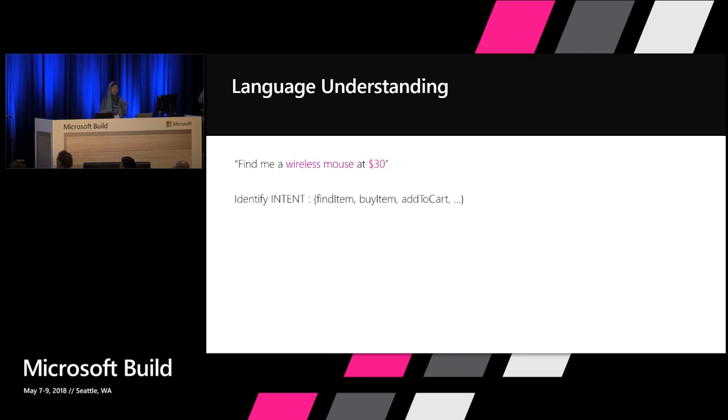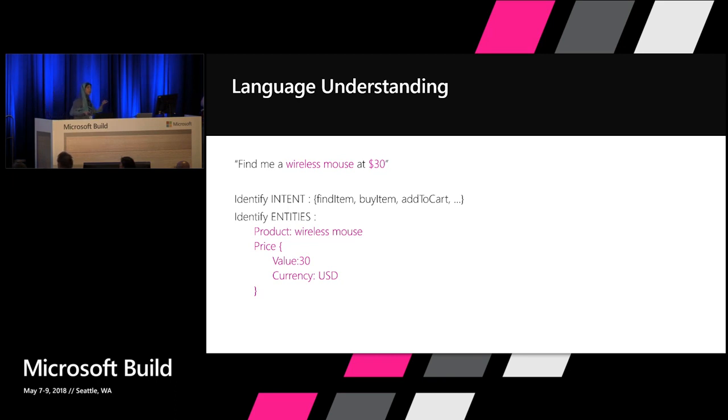And so I first start by identifying what's the intent. Maybe I have within that bot multiple intents, like maybe find an item, buy an item, or add it to my cart, or maybe return it, and so forth. So I might have maybe 50, 60 intents. I want to differentiate between those. And then I also want to identify entities, because it's not enough to get the intent. What if it's only finding an item? What item should I find, right? I need to know that piece of information.